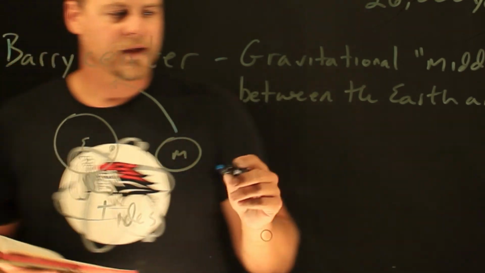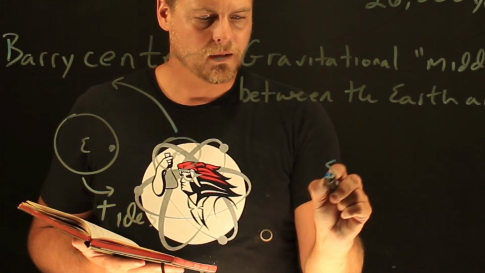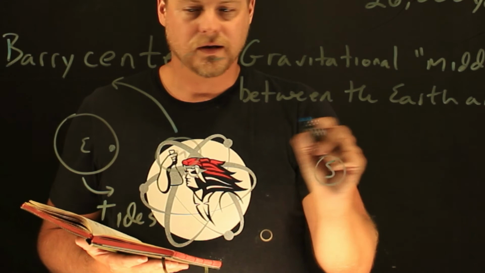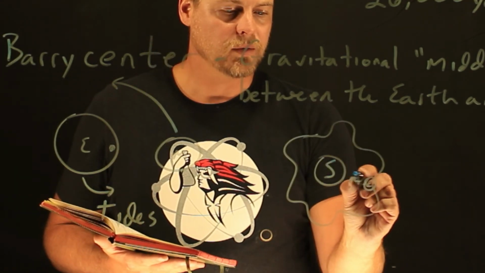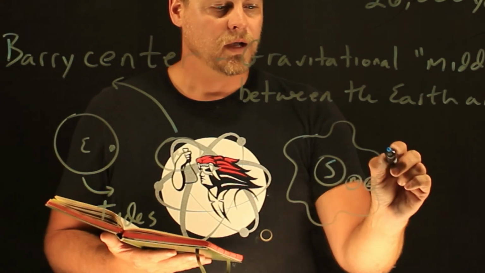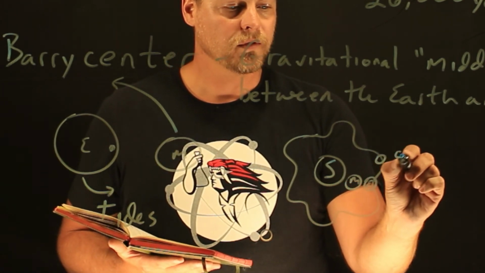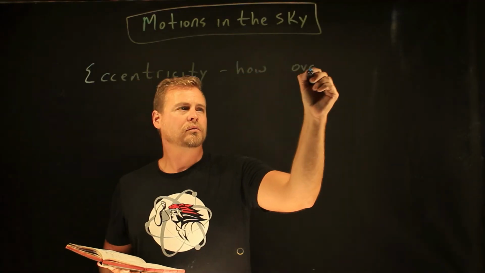So what's that look like on a bigger scale? Well, if I had the sun and the Earth is kind of doing one of these little shifts, it's being pulled by the Moon this way, and then the Earth is being pulled by the Moon this way.